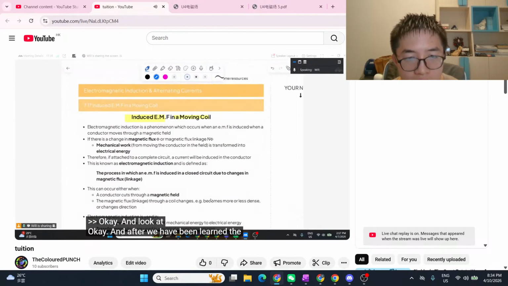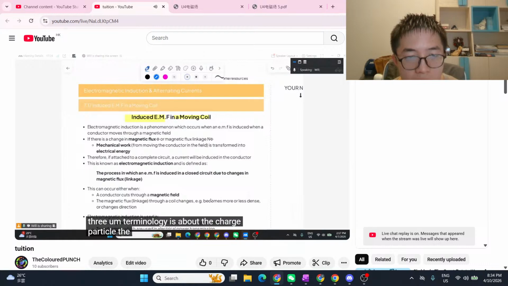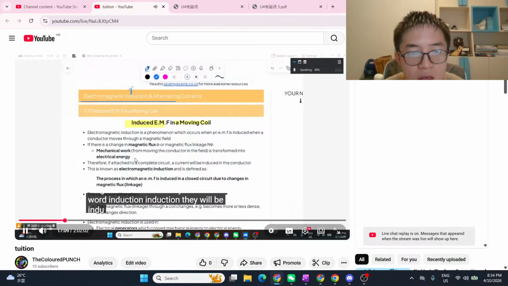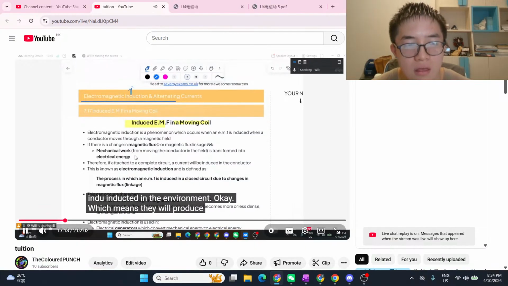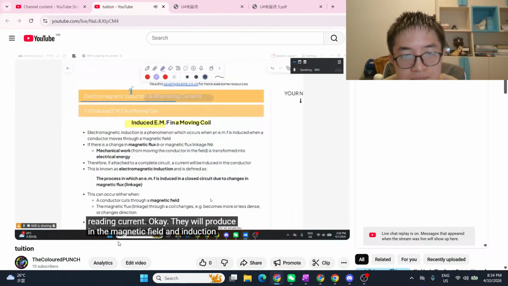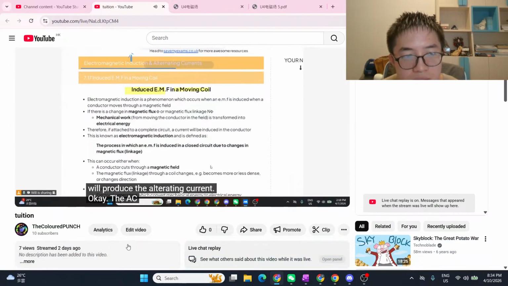After we have learned the three topics about the charged particle, the current-carrying conductor, and the flux linkage and flux density, today we are going to learn more about the magnetic induction. The word induction means they will produce an alternating current in the magnetic field. The AC current. Understand that?